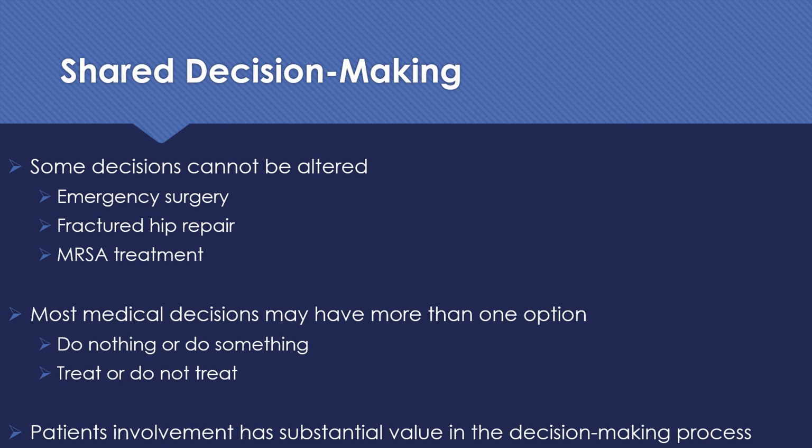So the patient's involvement really has a substantial value in the decision-making process. And they really are the ones that can say yes or no, this is what I'm going to do, this is what I'm not going to do. It's very unlikely that anybody would deny having surgery for an appendectomy or having their hip repaired or having MRSA treatment. Those are things that we would never want to see altered, but the patient could definitely say, I'm not going to do anything.